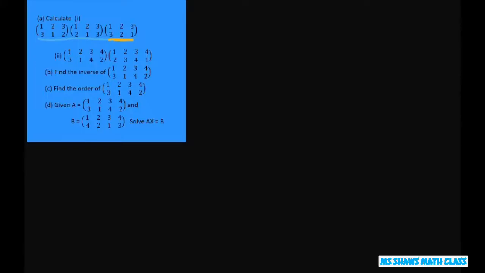So 1 maps to, we're going to write 1. 1 maps to 3. All right, 3 maps to 3. And 3 maps to 2. So once you get done, you're basically going 1 maps to 3, then 3 maps to 3, then 3 maps to 2. So you take these two. So that's going to be 1, 2. All right, next.